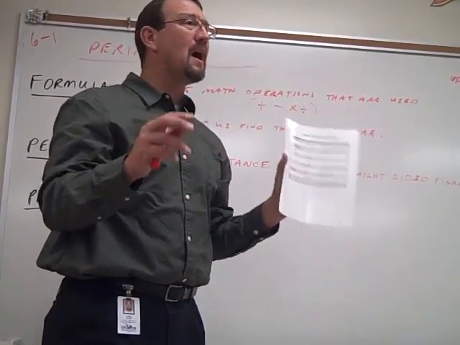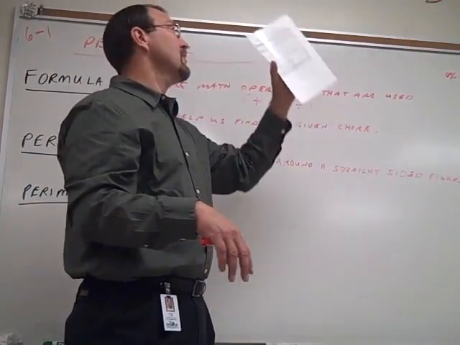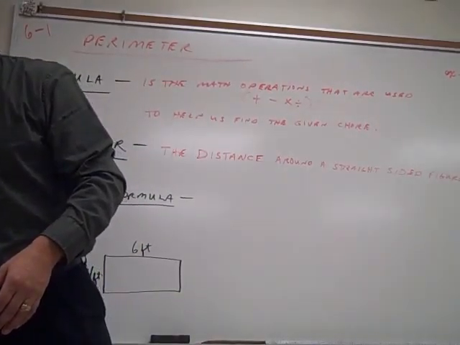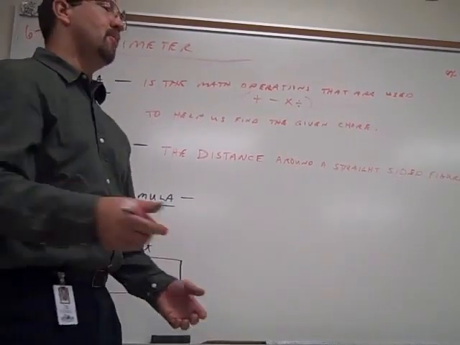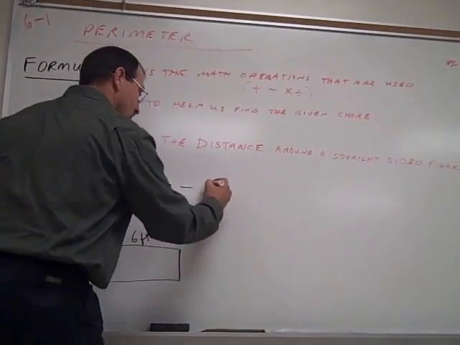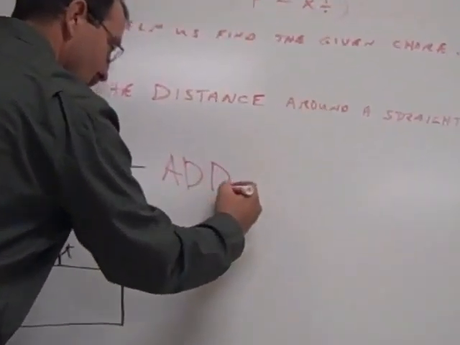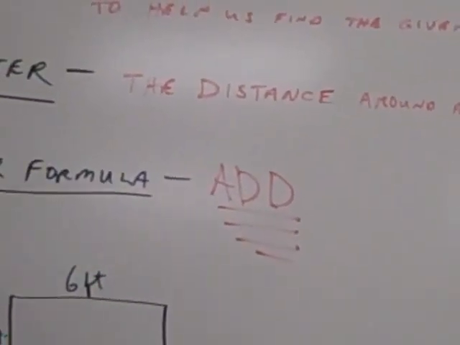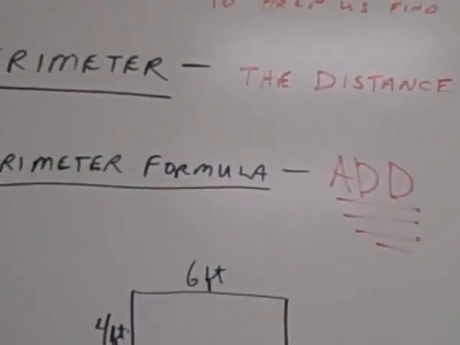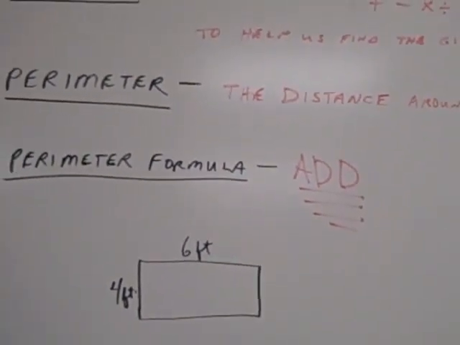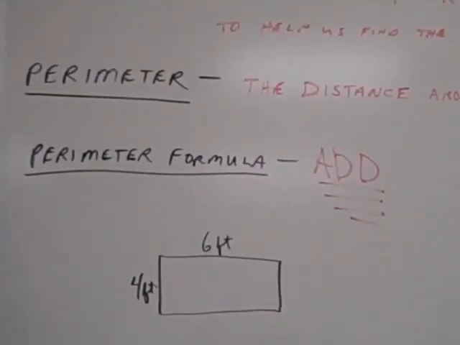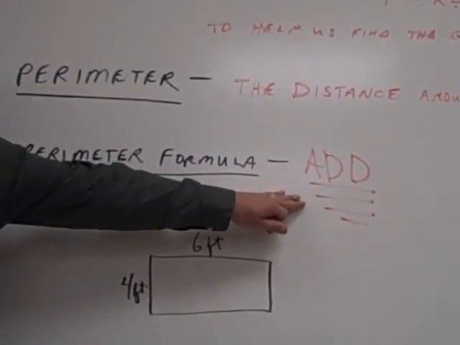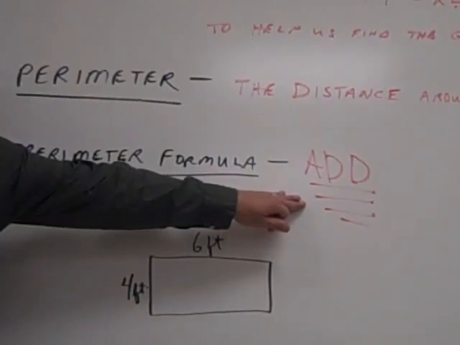But there's something a lot easier. And we learned that when we watched our little video. If you can remember the very, very simple word add, if you can just remember that, you've got perimeter down. It will work on every stinking perimeter problem, Tucker. It will.